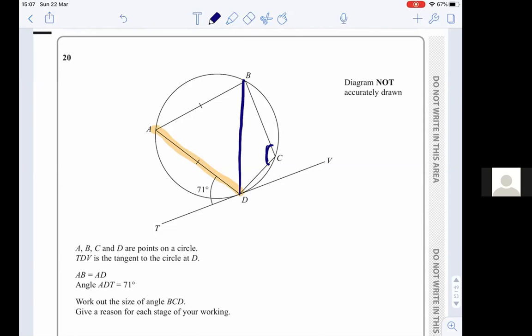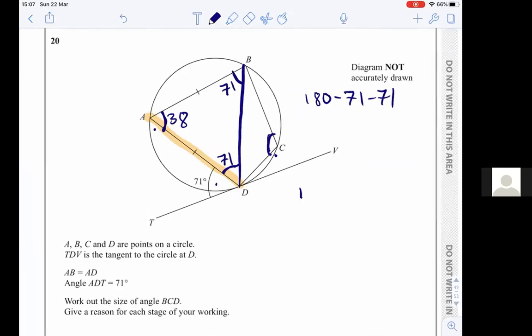And the alternate segment theorem means that this angle is the same as this angle. Now we also have an isosceles triangle here. This is going to be 71. And therefore A is going to be 180 minus 71 minus 71, which is 38. And because opposite angles in a cyclic quadrilateral sum to 180, I know that C is going to be 180 minus 38, or 142. So I know what my final answer is.